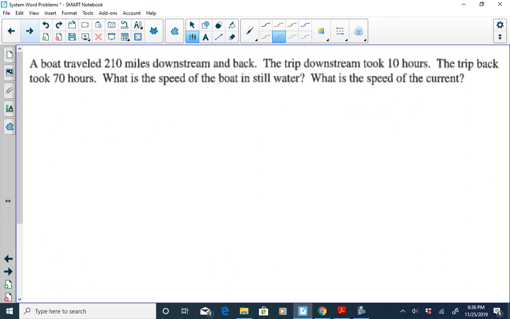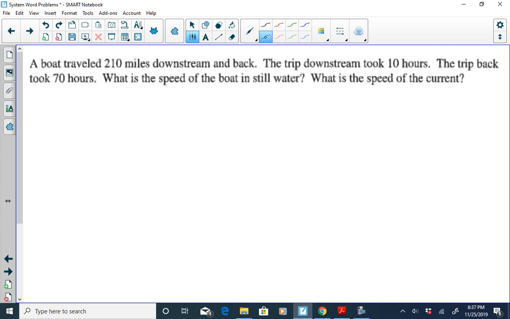This is a little bit different because instead of being given the speed as a rate, we're given different measurements. We're given a measurement of distance, miles. We're given a measurement of time, hours. We're told the boat travels 210 miles downstream and back. The trip downstream took 10 hours. The trip back took 70 hours. What is the speed of the boat in still water? What's the speed of the current?